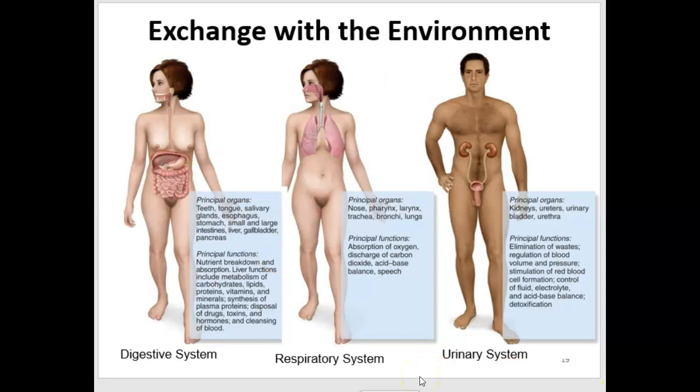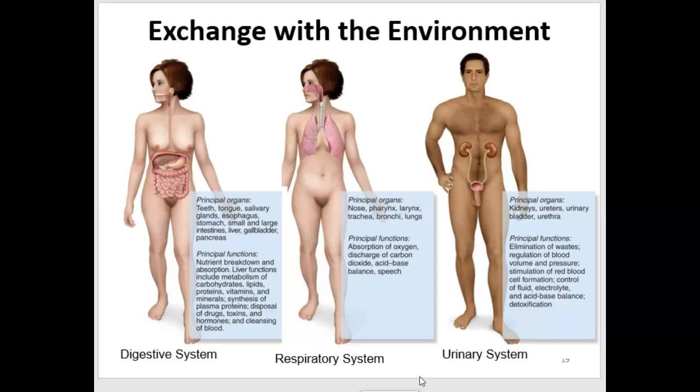There's also multiple organ systems that exchange substances between our bodies and the environment. And when they do so, this helps keep nutrients inside and wastes expelled. It also helps keep moisture in our body, maintain a certain body temperature, and multiple other things. So there's 3 organ systems that interact with our external environment.